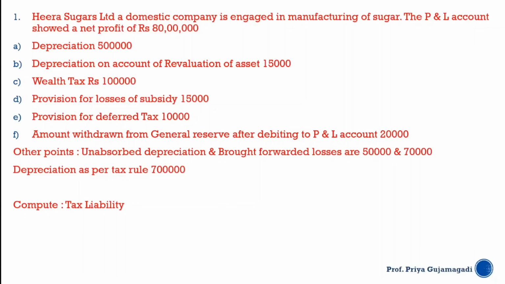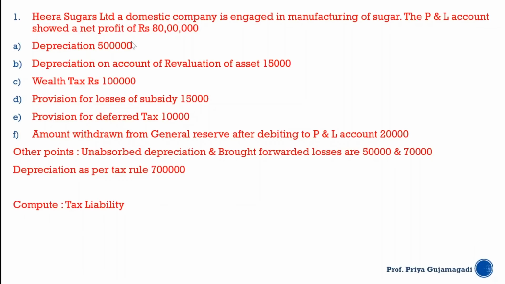Hira Sugars Limited, a domestic company, is engaged in manufacturing of sugar. The P&L account showed a net profit of rupees 80 lakh. So this is the first and foremost item which we will take in the format, that is the profit as per P&L account. Then depreciation 5 lakh rupees.